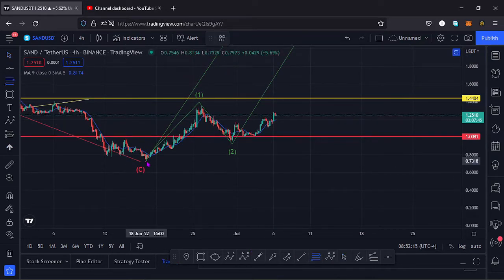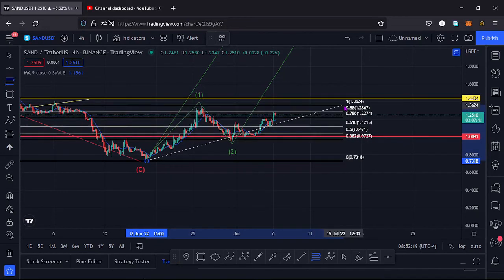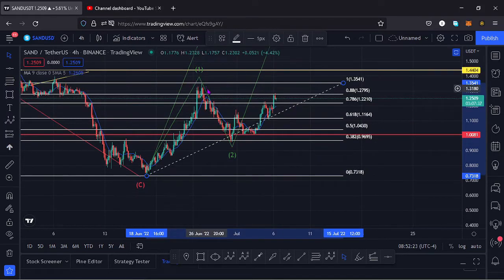So if I use the Fibs from that point to the high of that wave 1, you can see that the retracement to the lower side went to around the $0.38 mark, which means that is a valid wave 2, and it has done the minimum requirements for a wave 2. And what we might be seeing here is an impulsive wave of that wave 3.